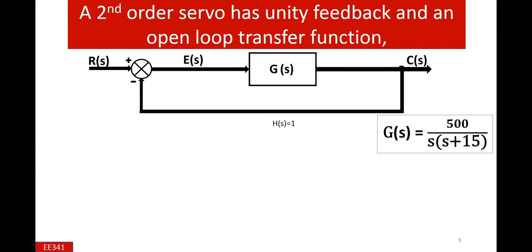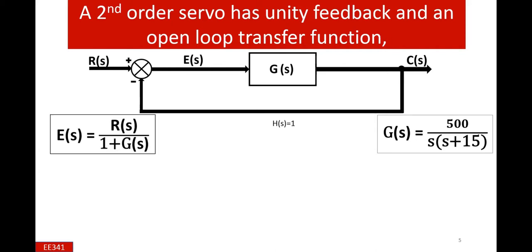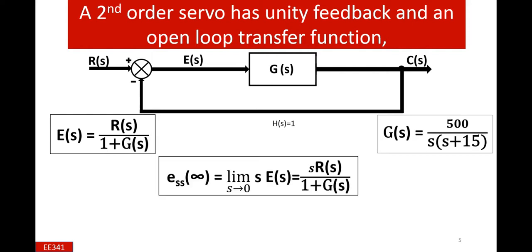If the open loop transfer function is given, then we can find the error signal through this relation, which is already derived: the input over 1 plus the open loop transfer function, where H(s) equals 1. The steady state error, by applying the final value theorem, gives us the definition of steady state error in this case.